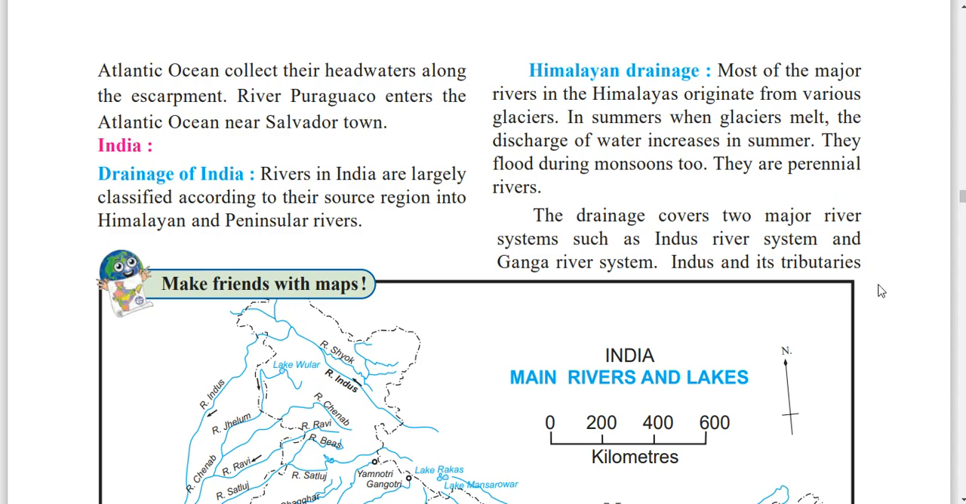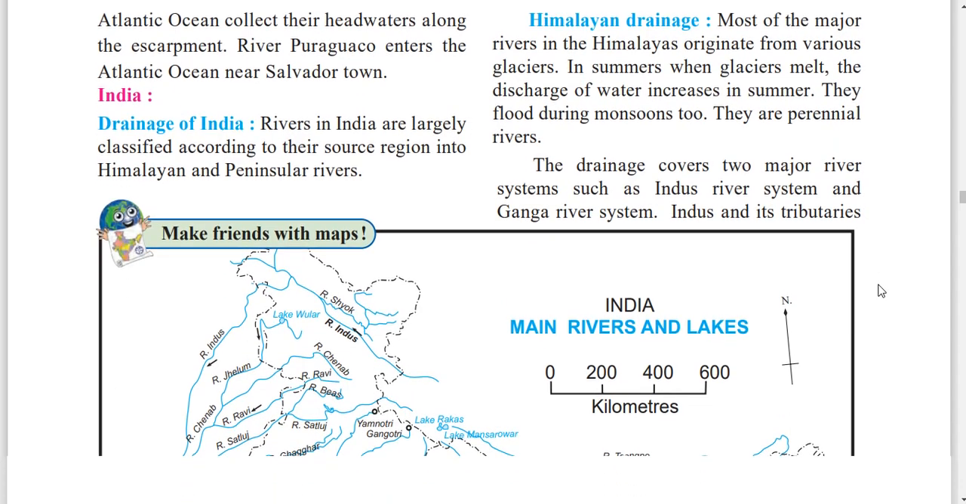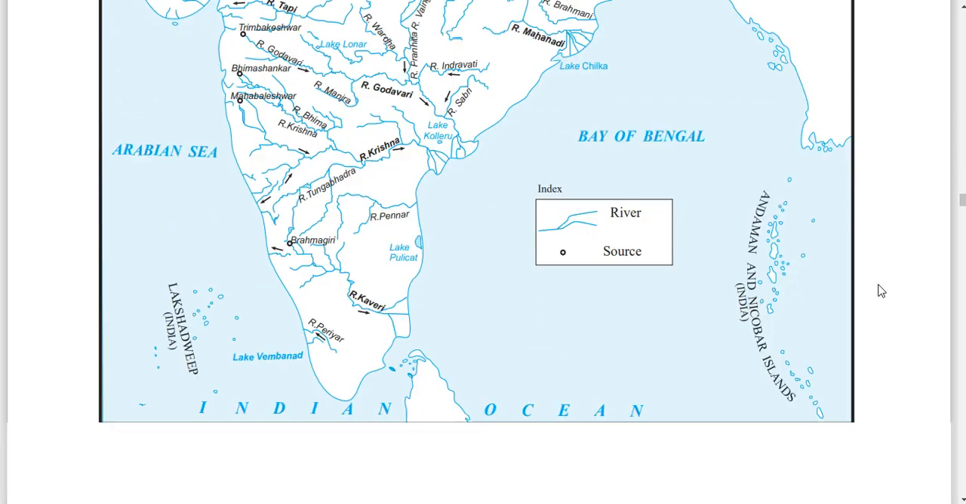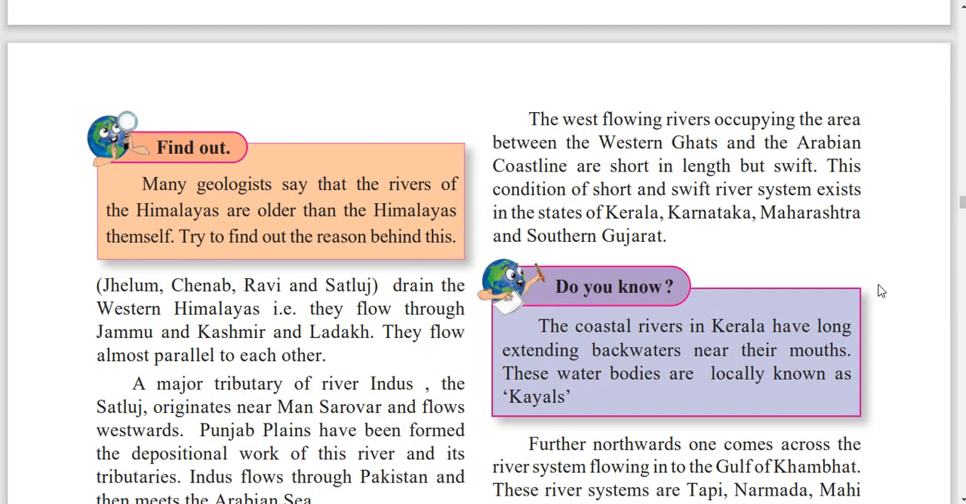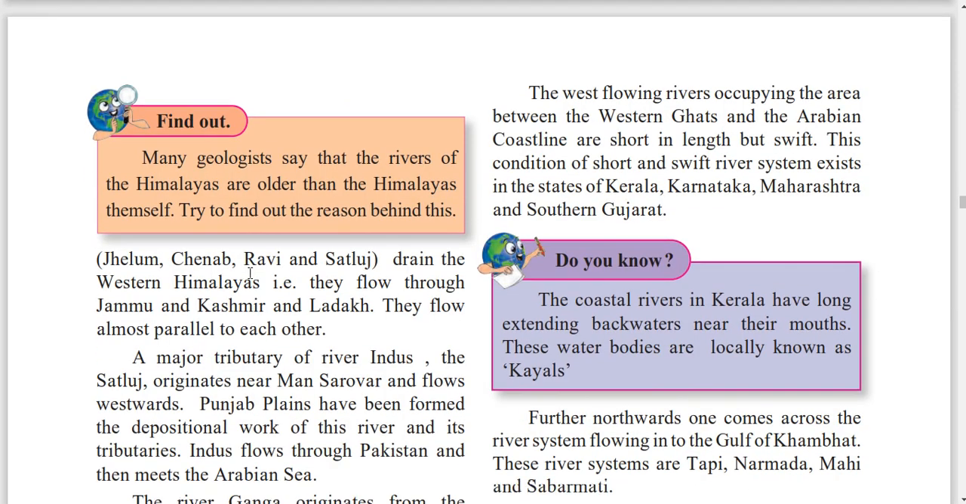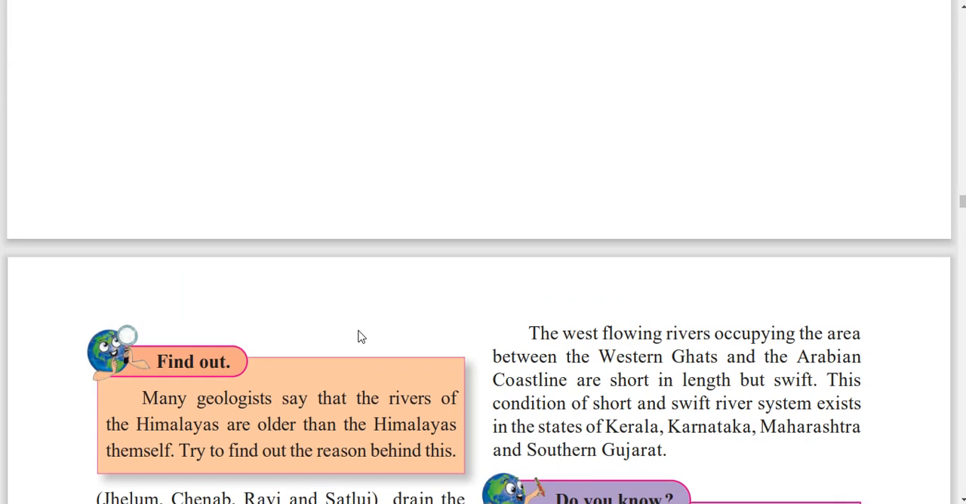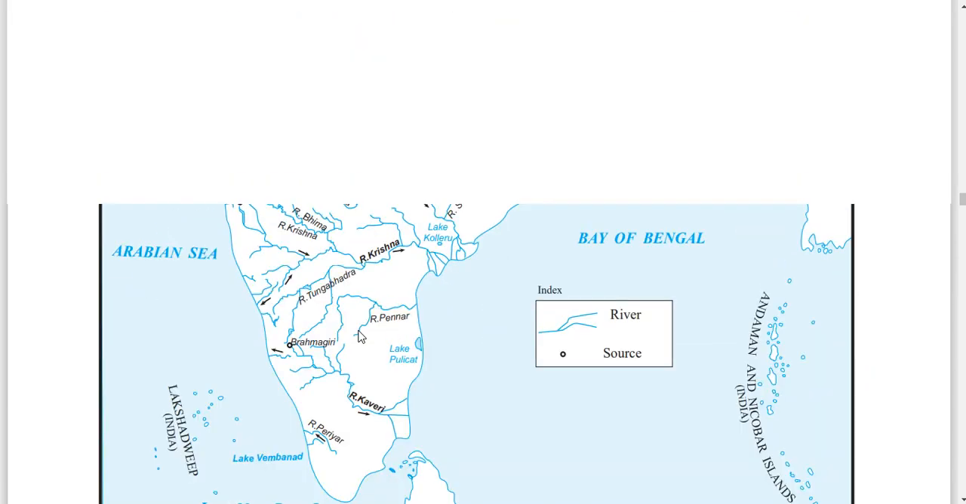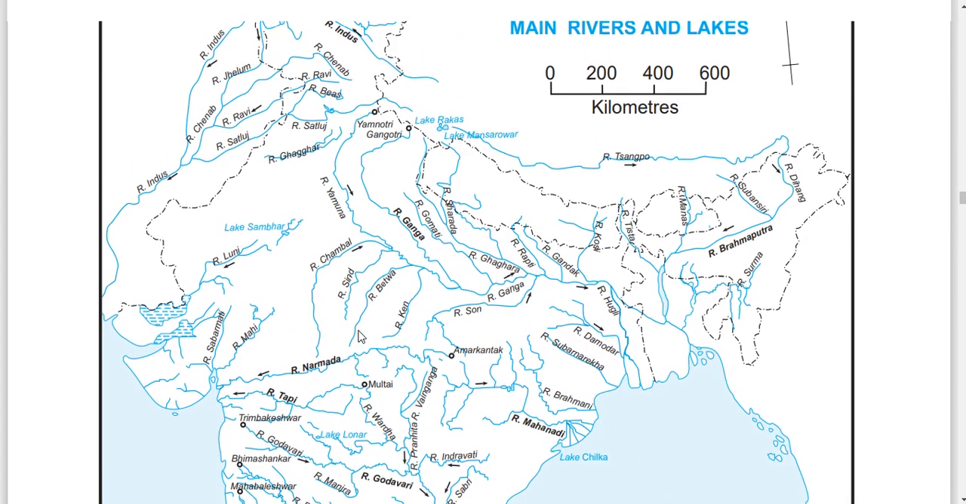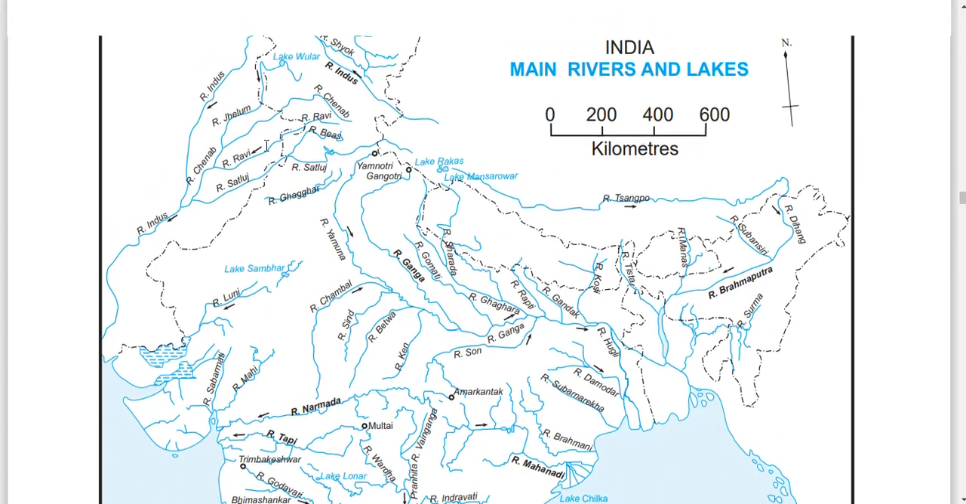Indus and its tributaries Jhelum, Chenab, Ravi and Satluj drain the western Himalayas, that is, they flow through Jammu and Kashmir and Ladakh. They flow almost parallel to each other. Let's see the map of rivers of India. See, so many rivers are there.